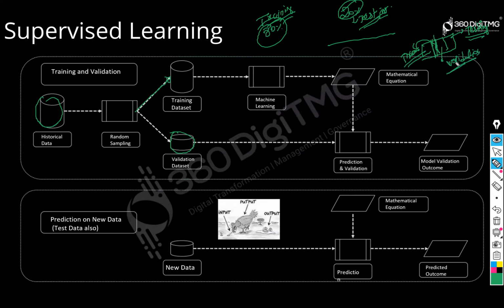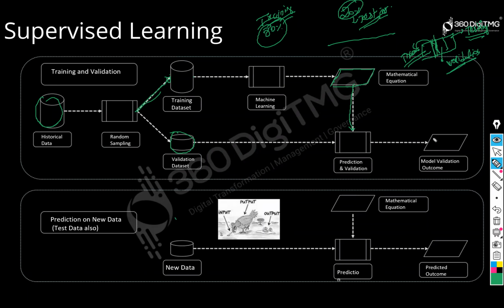When you have a large number of hyperparameters, the training data set will have input and output. So I will train the machine learning model I developed. I will run it and I will get a mathematical equation. I will apply this mathematical equation to the validation data and check whether it is predicting correctly or not. Until it predicts correctly, I will tune and test it in the validation only.